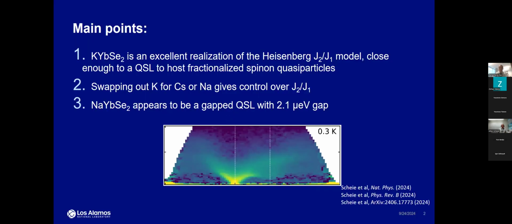Okay, so three main points I want to make in this talk. If you remember nothing else, this is what I want you to take away. The first point is that potassium ytterbium selenide (KYbSe2) is an excellent realization of the Heisenberg J1-J2 model and is close enough to a quantum spin liquid to host fractionalized spinon quasiparticles, at least at finite timescales. The second point is that swapping out potassium for cesium or sodium gives us control over this J2/J1 ratio. And the third point is that sodium ytterbium selenide (NaYbSe2) appears to be a gapped quantum spin liquid with a 2.1 microelectron volt gap, strongly suggesting that it's a Z2 resonating valence bond spin liquid.